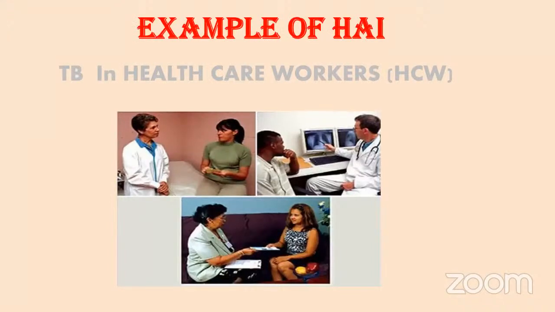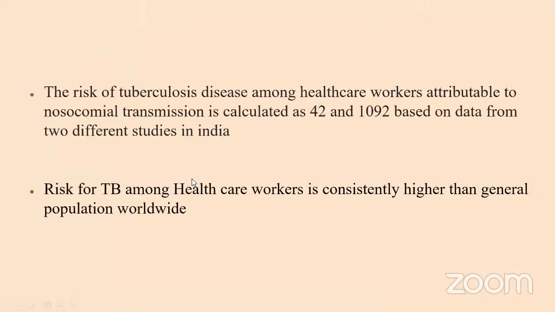Thank you. Now, coming towards the examples of HAI, TB in healthcare workers is one of the common ones. Then, next slide. The risk of tuberculosis disease among healthcare workers attributed to nosocomial transmission is calculated as 42 and 1092 based on data from 2 different studies in India. Risk for TB among health workers is consistently higher than the general population worldwide.